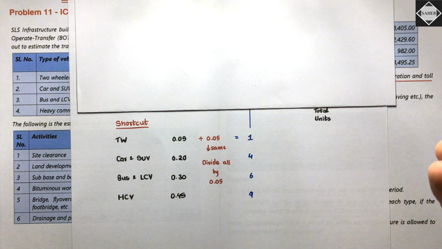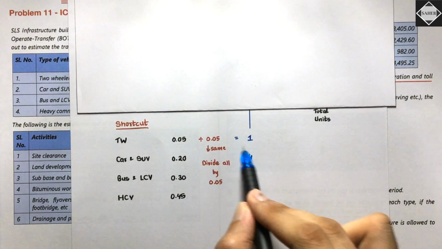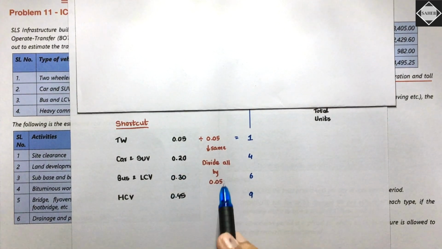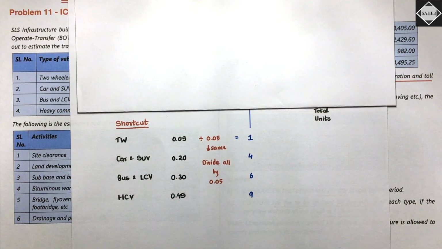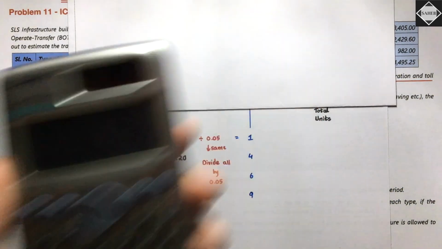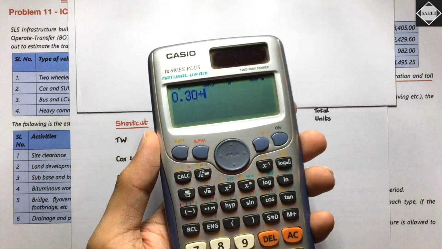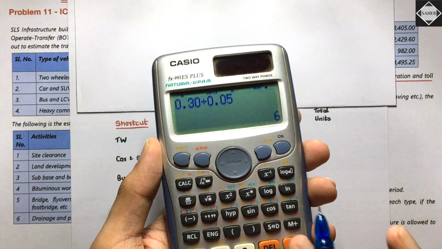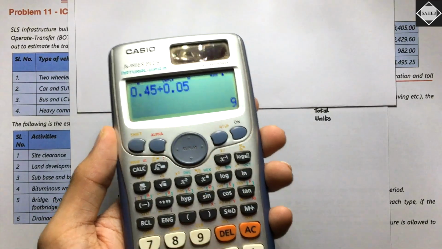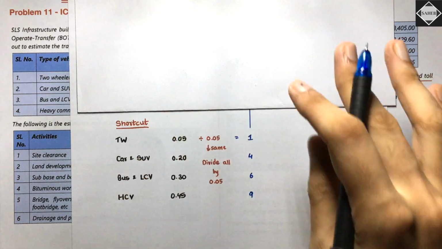Very simple. You all know basic math. If we divide 0.05 by 0.05, the answer will be 1. So that means all of these have to be divided by 0.05. So 0.20 divided by 0.05 is equal to 4. Then 0.30 divided by 0.05 is equal to 6. Then 0.45 divided by 0.05 is equal to 9. You see, you have now got the ratios. With these you are going to convert.